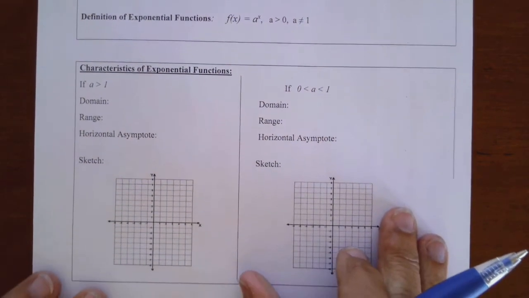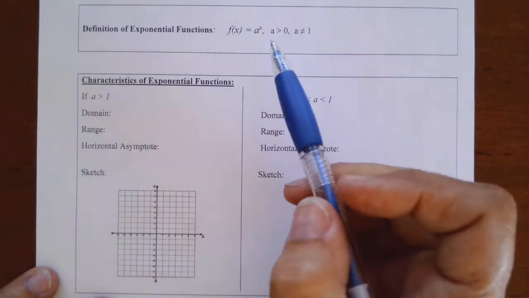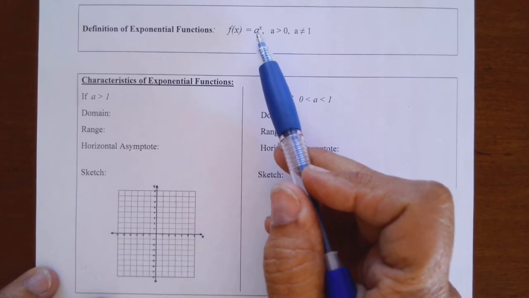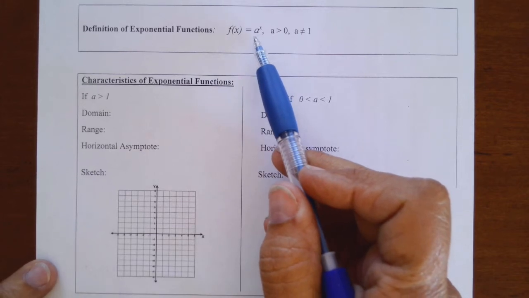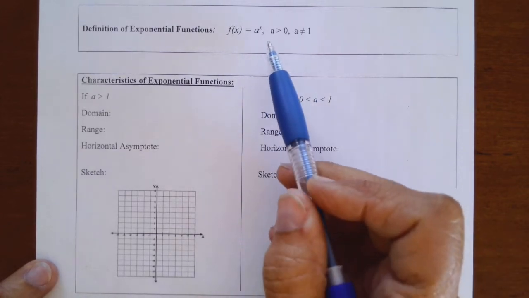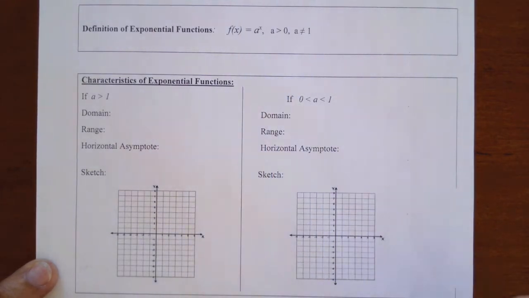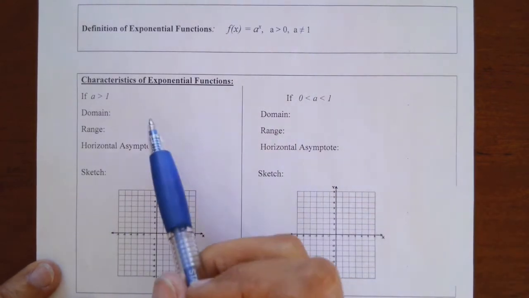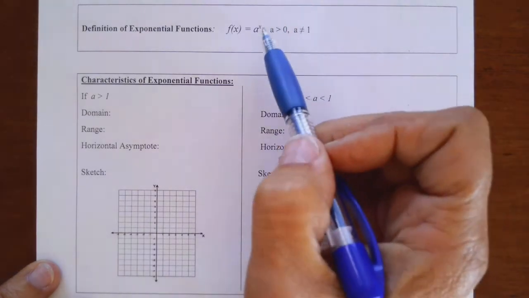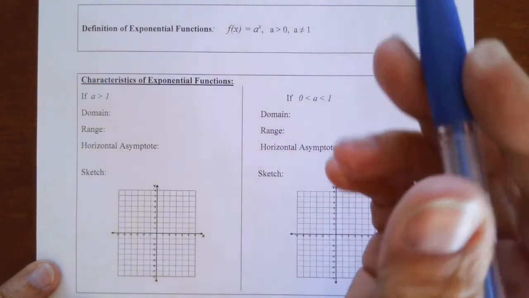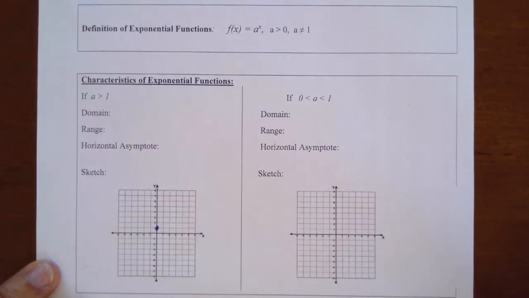All right, so let's talk about two basic graphs and their characteristics. When you look at a, it has to be a positive number. So we're going to break it up into two types of problems. One is when a is greater than 1, and the other is when a is between 0 and 1. If those two things happen, your graph's going to look a little bit different. So let's talk about if a is greater than 1. If a is greater than 1, and this is the form of your exponential function, it will go through the graph at the point 0, 1.